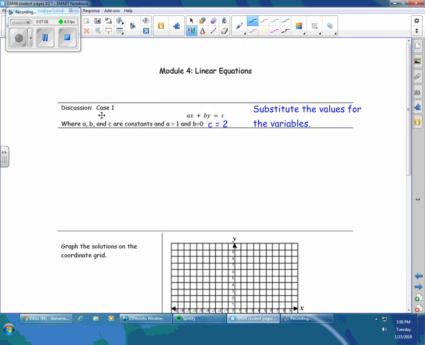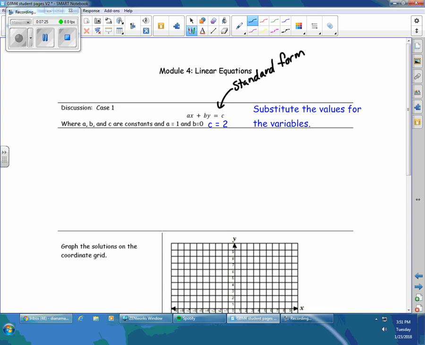Okay? So let's discuss this. We have our standard form here. That's ax plus by equals c. That's called standard form, and we've talked about that at some length.